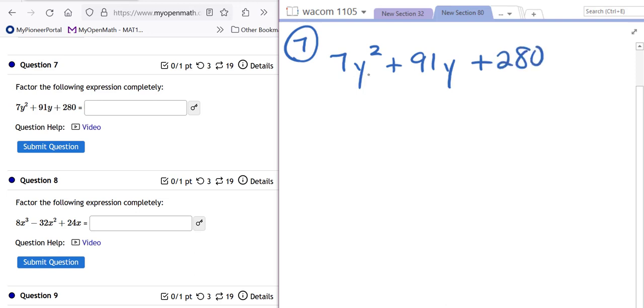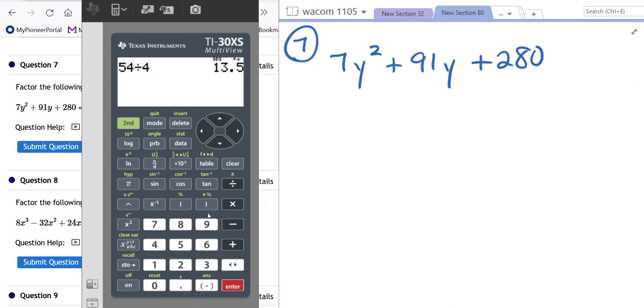All right, and we'll try for a 7. So we're going to have to see, does 7 go into 91? So 91 divided by 7. Yes, it does. 13. And 280 divided by 7 is 40. So we are going to be able to take out a GCF.